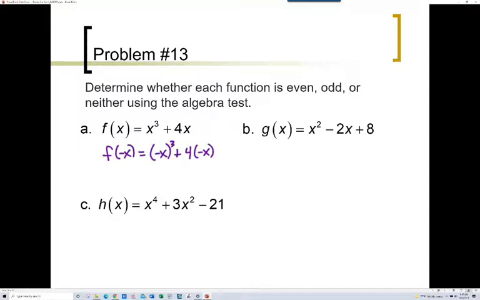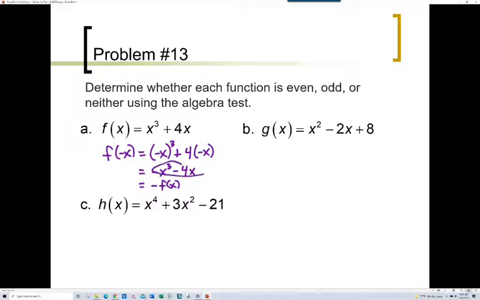So minus x cubed, well, if you multiply 3 minus x's, you're going to get a negative x cubed. And then you're going to have plus 4 times negative x, that's minus 4x. So notice each of our terms have the opposite sign now. So really this is equal to the opposite of the original function. This is the case, and you don't have to do this last step here.